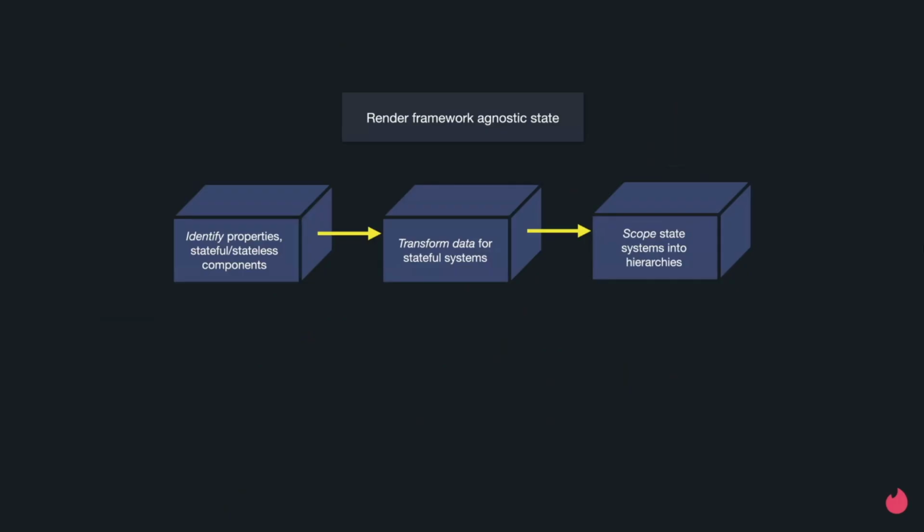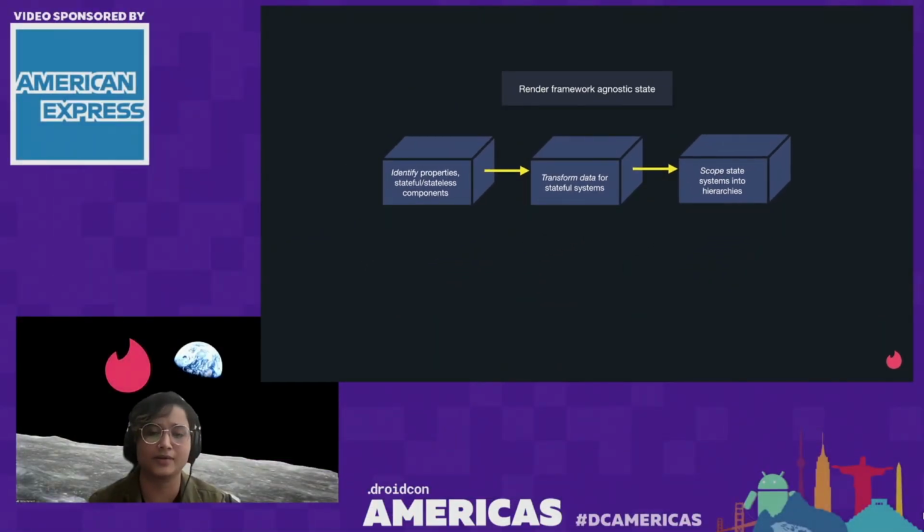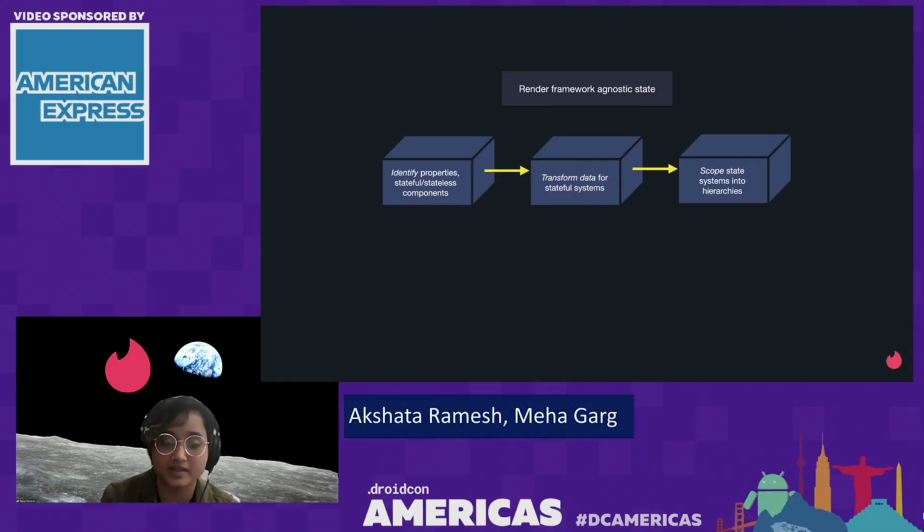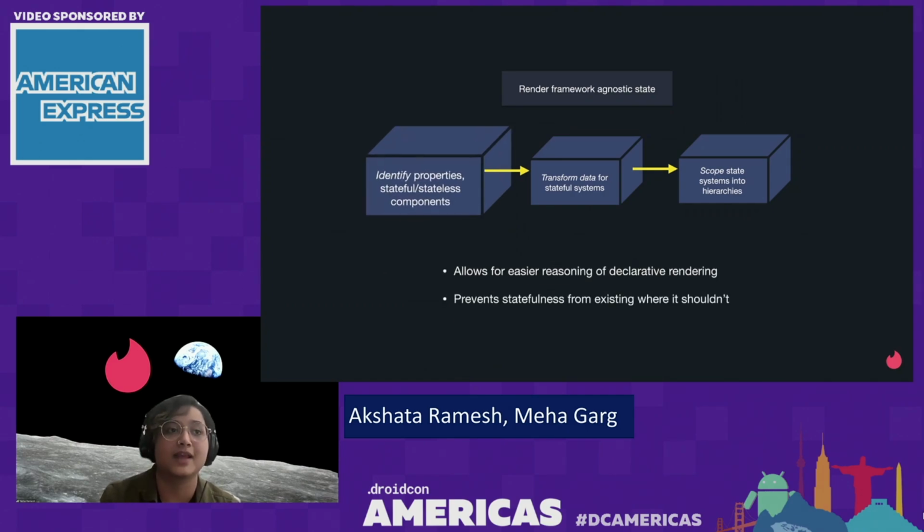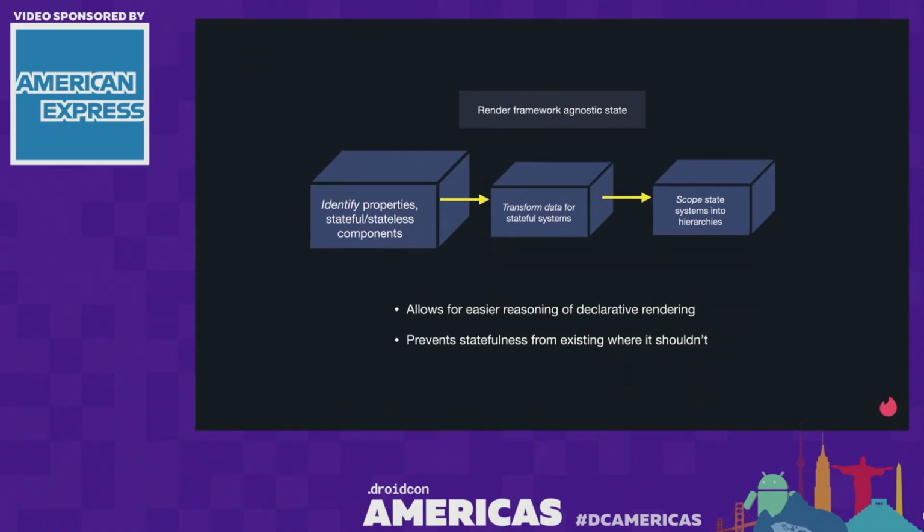Now, these strategies offer advantages for both imperative and declarative rendering, as we found. By better identifying states and properties where state needs to be hoisted, both declarative and imperative rendering can be reasoned about more easily. It also prevents cases where components are arbitrarily made stateful and they're unnecessarily introducing complexity of managing their own state when they don't really need to.